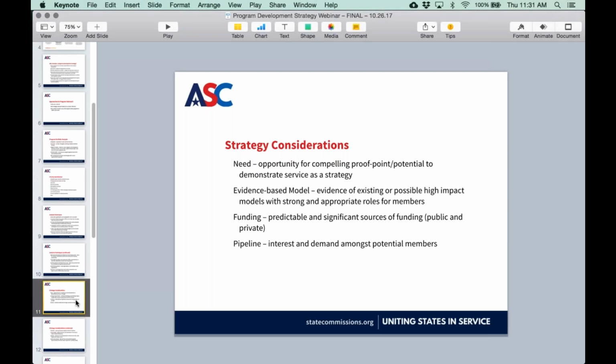Funding. We already talked about this a little bit in the previous slides, but this idea of looking at whether there are predictable and significant sources of funding, both public and private, that could help support this new programmatic direction or these priorities that you're looking at is an important thing to think about.